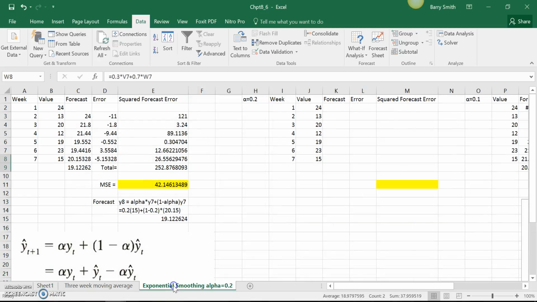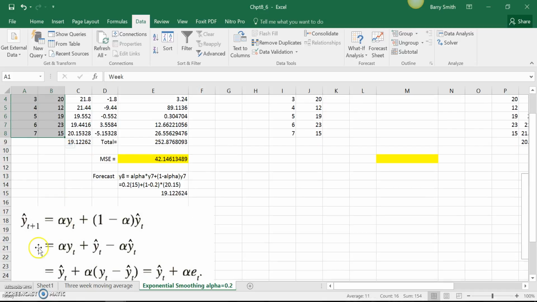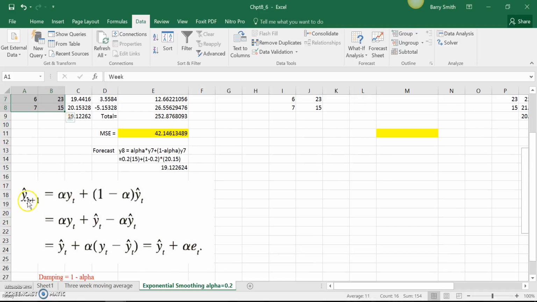So alpha 0.2. We're going to use the same data values. Again, I'll do it by longhand first, and then I'll use Excel to show you what it is. What we're looking for is the next position, the y of t plus 1. So we take our alpha value, 0.2, times the y of t, the previous one, plus 1 minus alpha, which is the damping. Remember, damping is 1 minus alpha. Then times the y hat of t, which is the prior forecast.